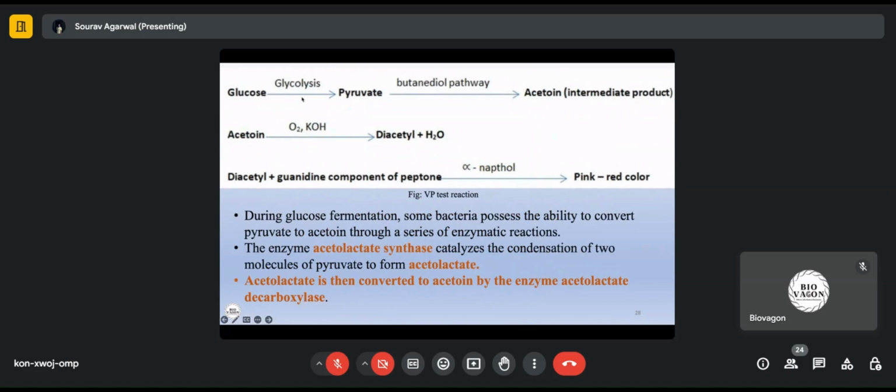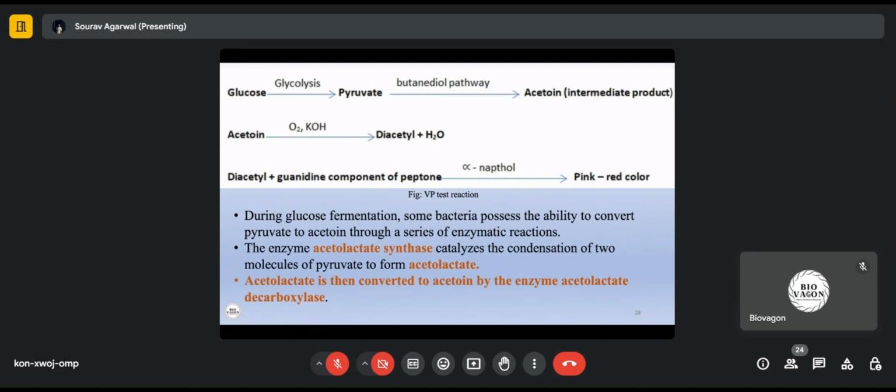First glucose is converted into pyruvate, as you know, via glycolysis it metabolizes to pyruvic acid. Then via the butanediol pathway it produces acetone. This butanediol pathway has two enzymes. The first is acetolactate synthase, which uses two molecules of pyruvate and converts it into acetolactate. And then this acetolactate is converted using the enzyme acetolactate decarboxylase to acetone.